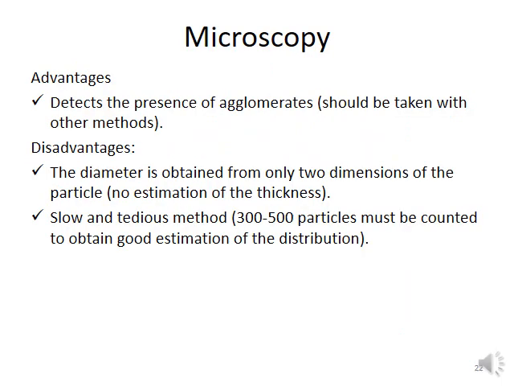Microscopy as a method has advantages and limitations. It detects the presence of agglomerates. Therefore, this method should be used even with other methods in order to detect agglomeration and aggregation of particles. The limitation of microscopy is that it covers only 2 dimensions instead of 3, because we cannot estimate the thickness of the particles. Also, it is time consuming. It's a slow method. We need to count 300 to 500 particles in order to get a good estimate for the particle size distribution.